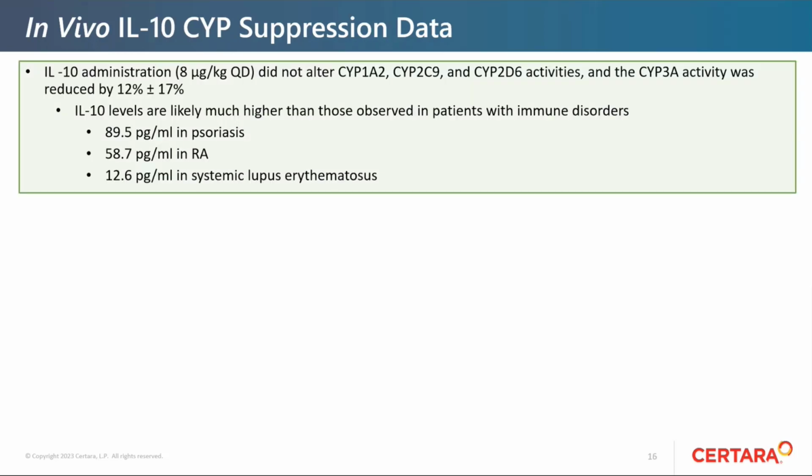There's a double-blind crossover study where 8 microgram per kg of IL-10 was administered to healthy volunteers. The study showed that administration of IL-10 did not really change CYP1A2, 2C9, and 2D6 activities, and the CYP3A activity was reduced by only 12%. Also note that this IL-10 dose level is likely to lead to much higher concentrations compared to those observed in patients with immune disorders. So IL-10 CYP suppression in patients is unlikely.